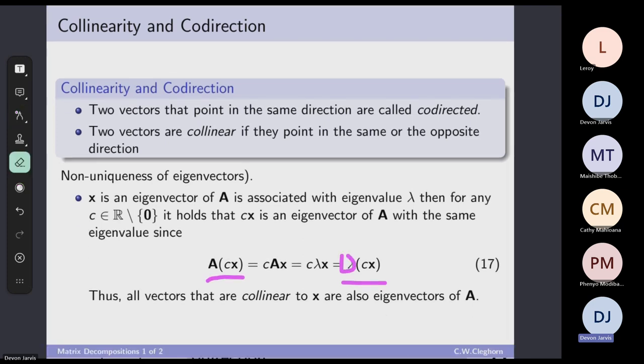But admittedly, that's kind of intuitive, because lambda was a property of A, it wasn't really a property of X. All X was doing was checking what the stretch is along that direction. It doesn't matter how long that vector is to begin with, A is still going to act on it in the same way. So the eigenvalue is telling us what A does to any vector in that direction. And then the eigenvector is just the direction that that effect is happening along. So all vectors that are collinear to X are also eigenvectors of A. Any C times X would be a valid eigenvector for A in that case.